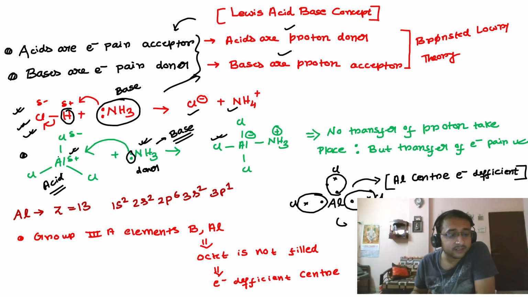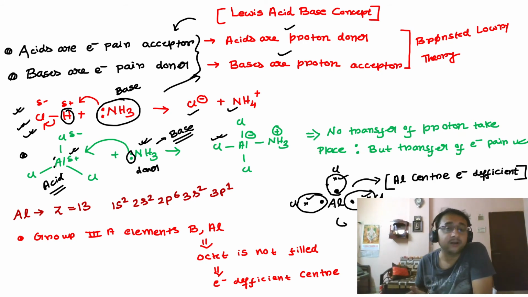Now why an electron deficient center is created in aluminium can be understood from its electronic configuration. This is the electronic configuration of aluminium. You can see that in the valence shell it has 3 electrons, 1, 2 and 3. These 3 electrons will form covalent bonds with 1 chlorine atom, 2 chlorine atoms and 3 chlorine atoms. So there are a total of 6 electrons in the valence shell of aluminium. You can see that the octet of the aluminium is not filled.